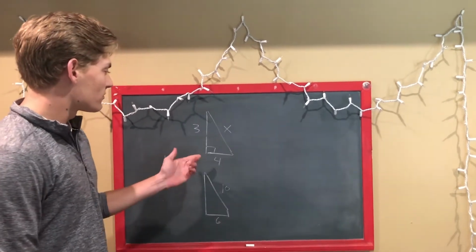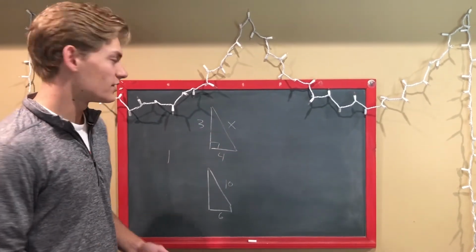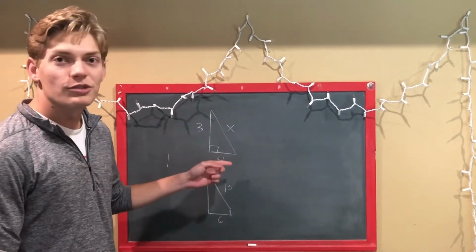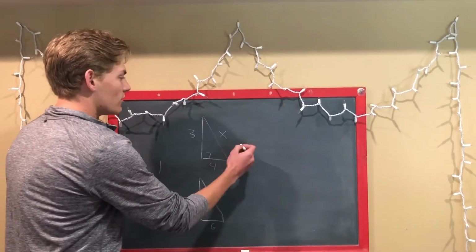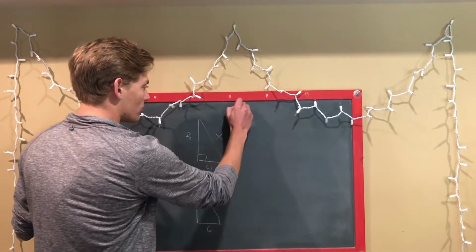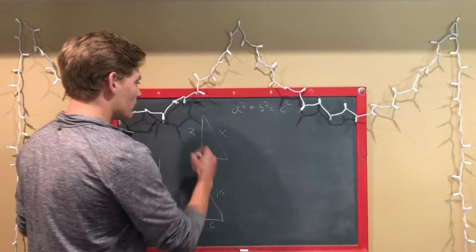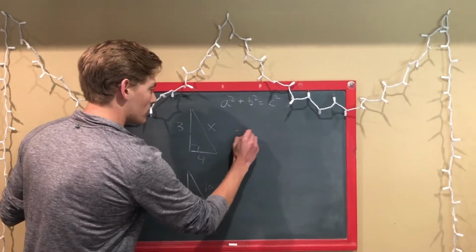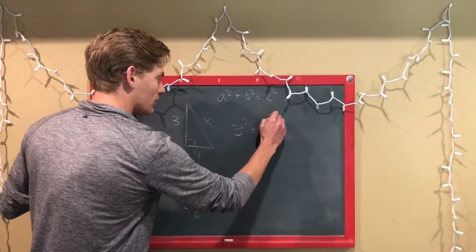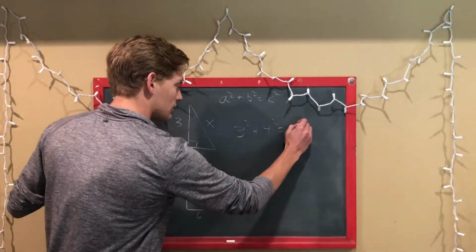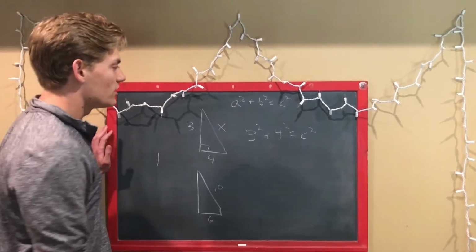So as you see in this first one, you're missing this one side, so we're going to try to figure out what it is. Since this is the hypotenuse, which is the longest side across from this right angle, that's going to be C. So as you remember, the formula is A squared plus B squared equals C squared. So you're going to plug these in. So 3 squared plus 4 squared equals C squared. So then you're going to solve for C, so you're going to do some algebra.